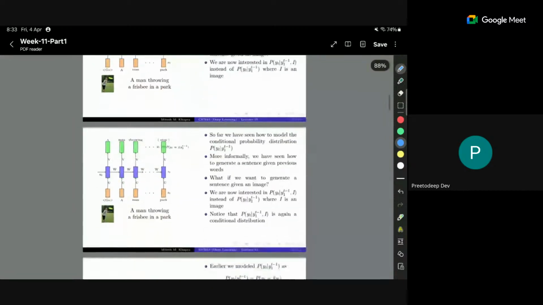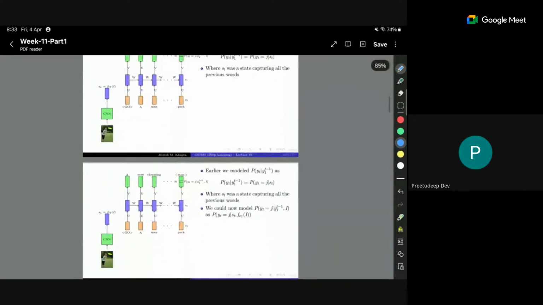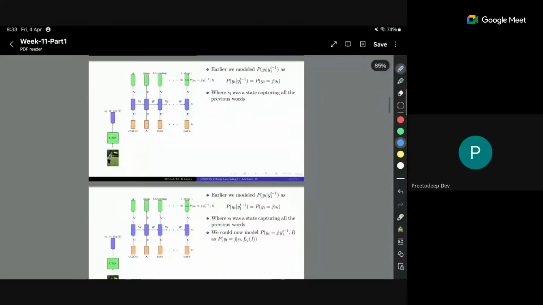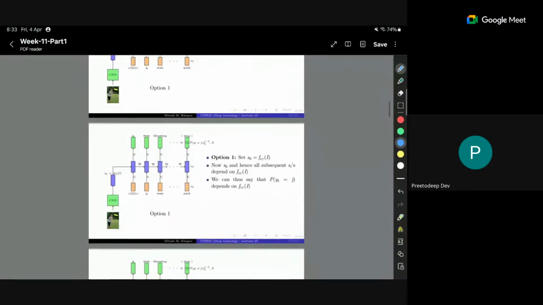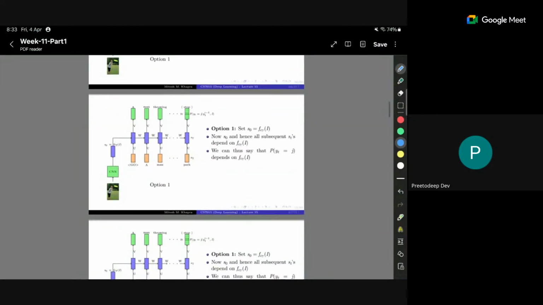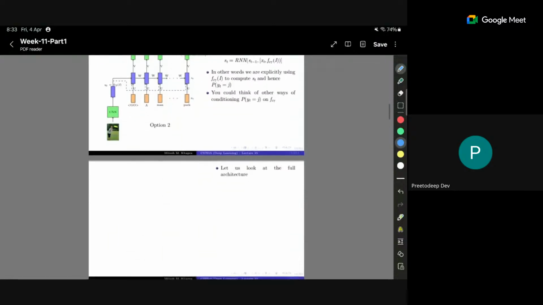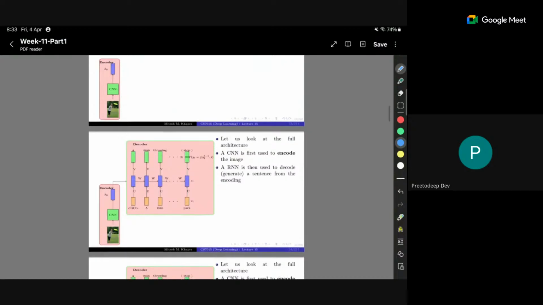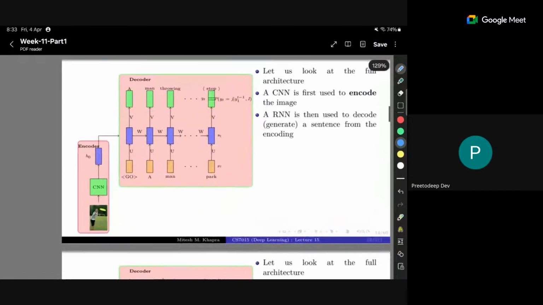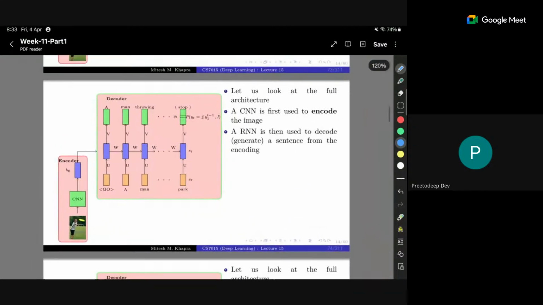Still we are not at the encoder part, but we'll not spend much time here. So we'll give this image to a CNN, which will produce some kind of output. So you have to use the fully connected layer.